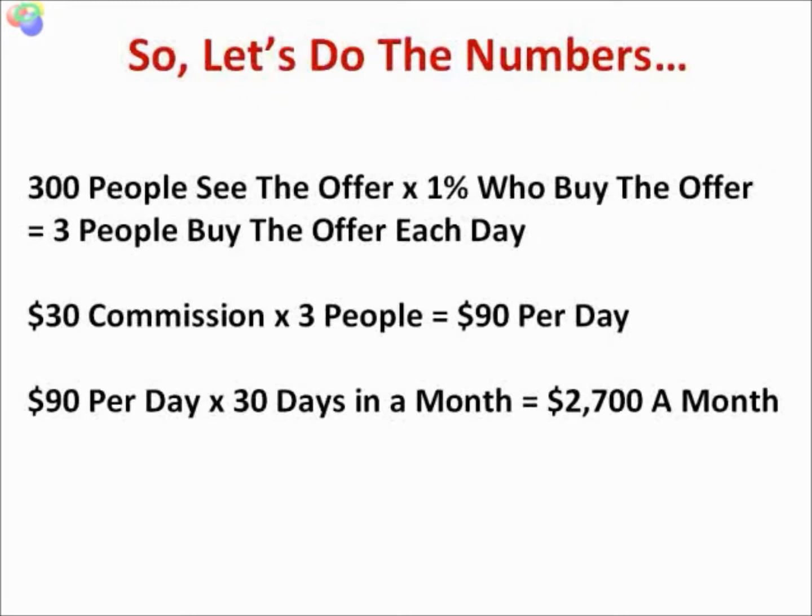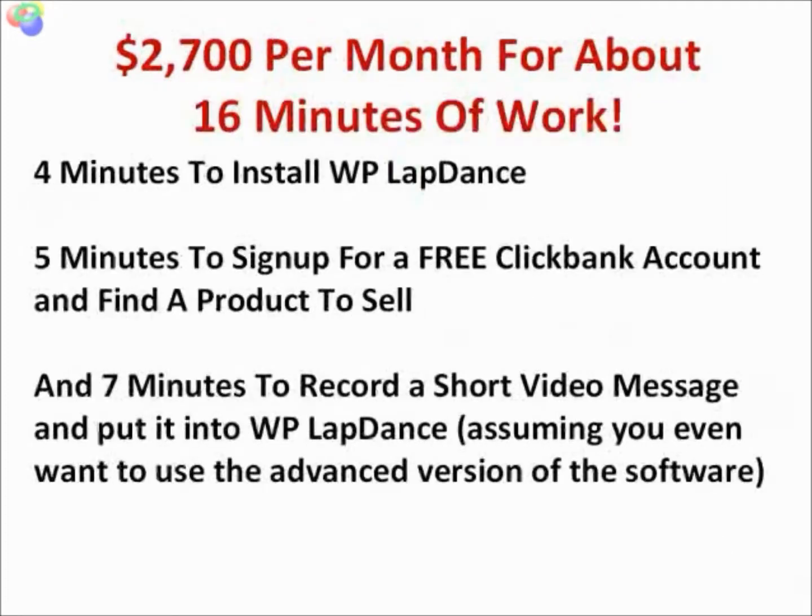Okay, so 300 people see the offer at 1% who buy the offer, and that means 3 people buy the offer each day. Remember, this takes no effort on your part. Now, that's $30 in commissions for each time an offer is sold, a dog training ebook or whatever the product is, $30 commission each time it's sold, times 3 people is $90 per day. $90 per day at 30 days in a month is $2,700 each and every month just from people leaving your site.